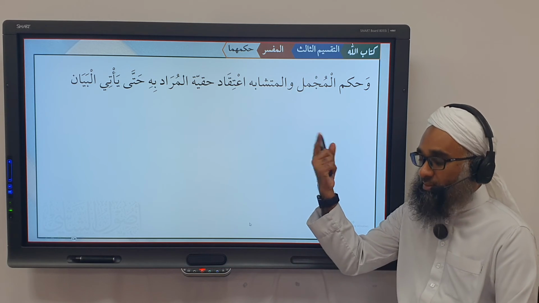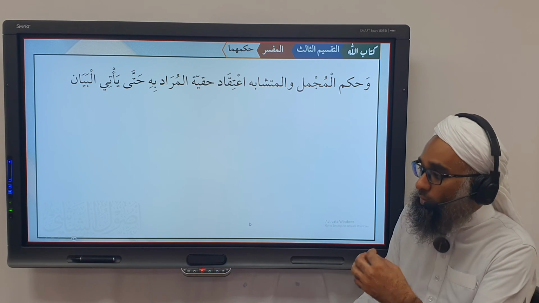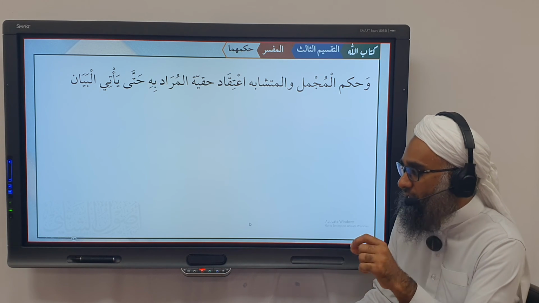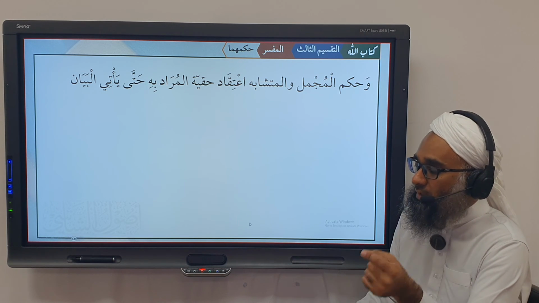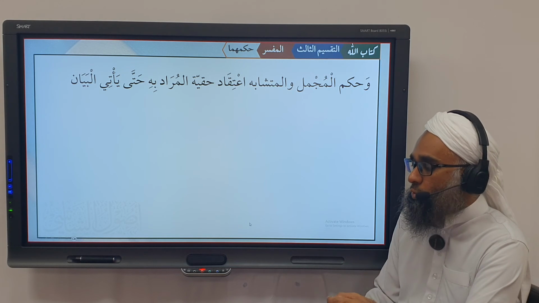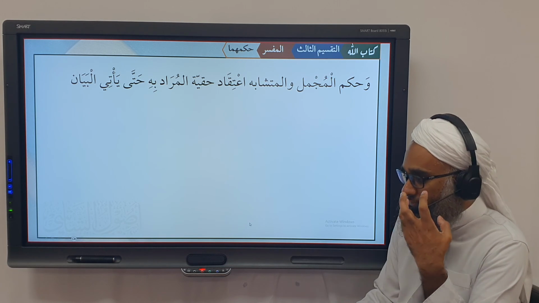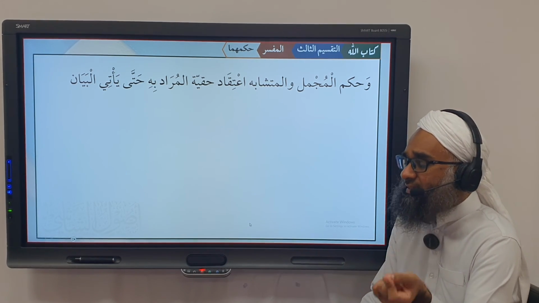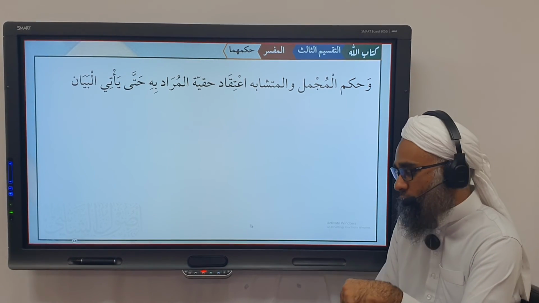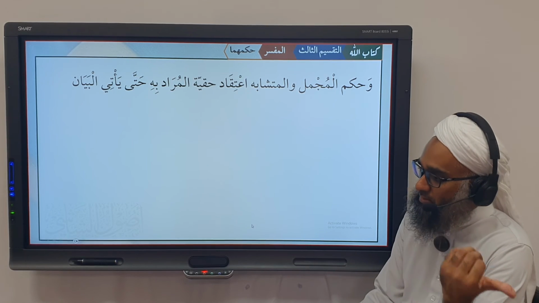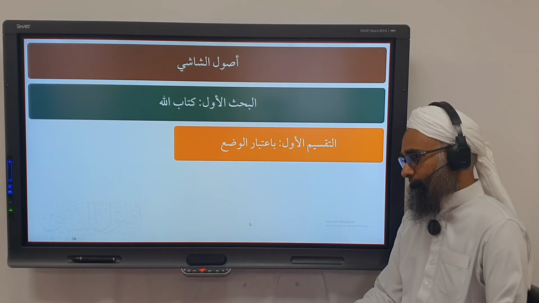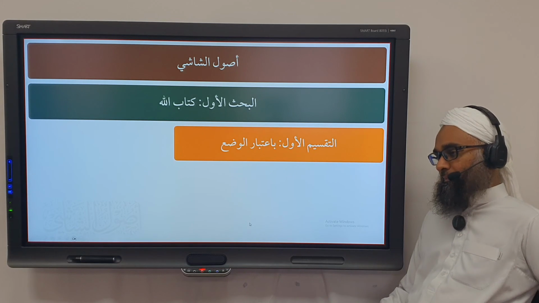What's the ruling of mujmal? The ruling of a mujmal and the ruling of a mutashabih is to have the aqidah and the belief that whatever is the intended meaning is true, and we accept this until a bayan comes to us. If no bayan comes, then it becomes mutashabih, and if the bayan comes, it becomes mufassar, and we do amal upon it. Is that clear to everybody?